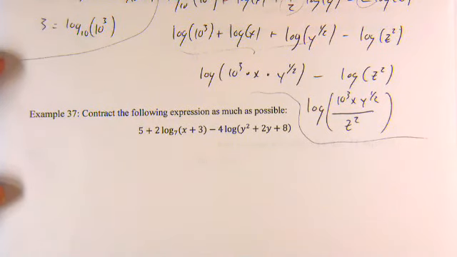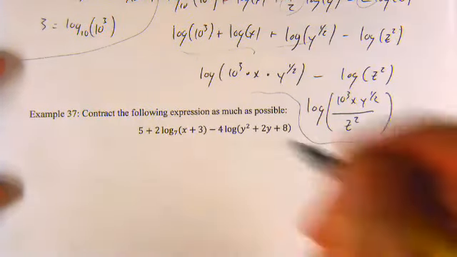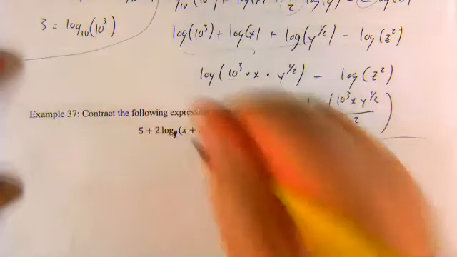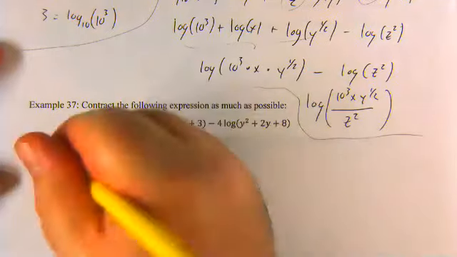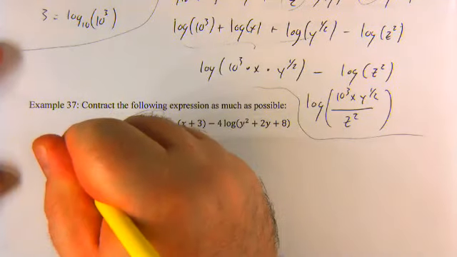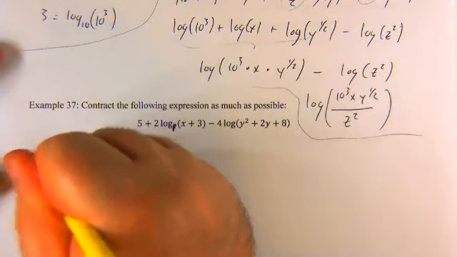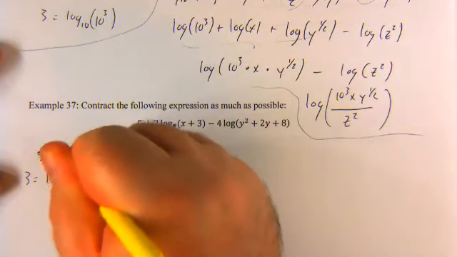So contract this one as far as possible. This should not have been a log base 7. That should have just been a log. So same deal here. 5 is, well, what we saw above is 3 is log base 10 of 1,000.